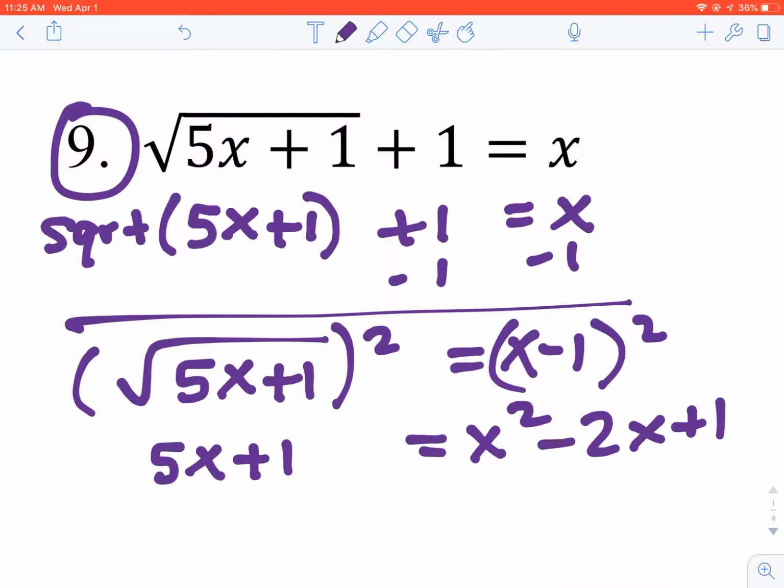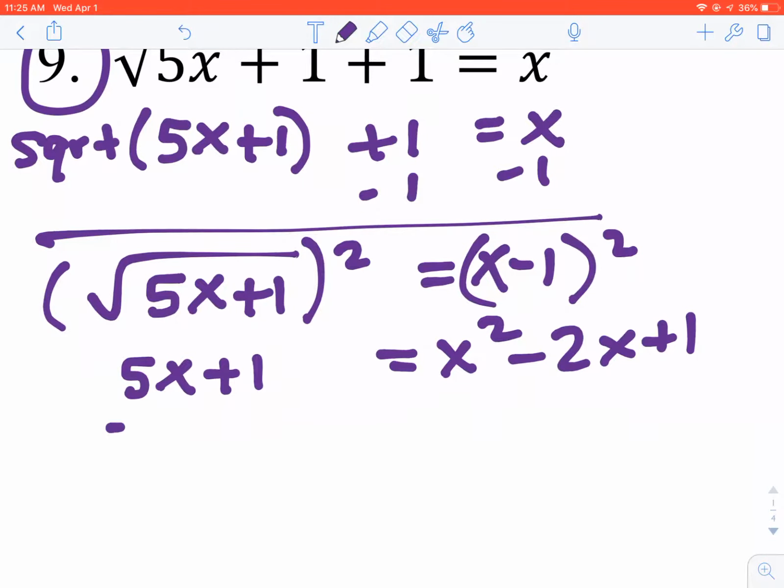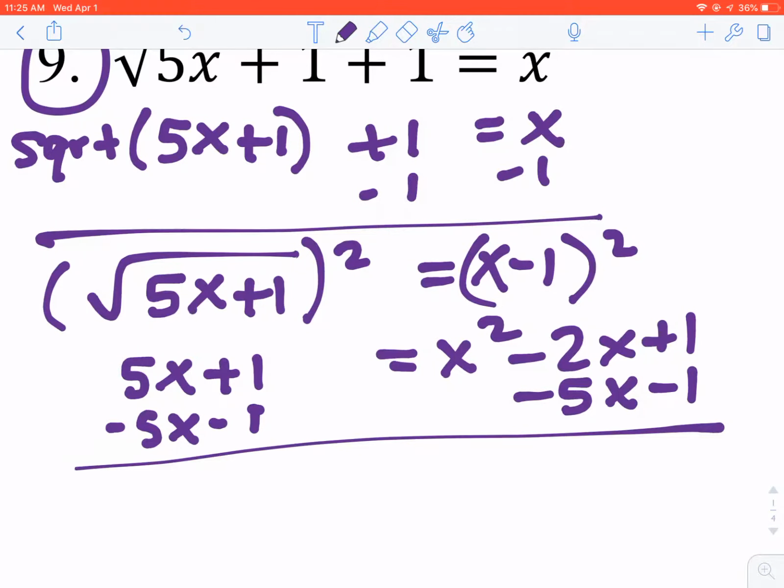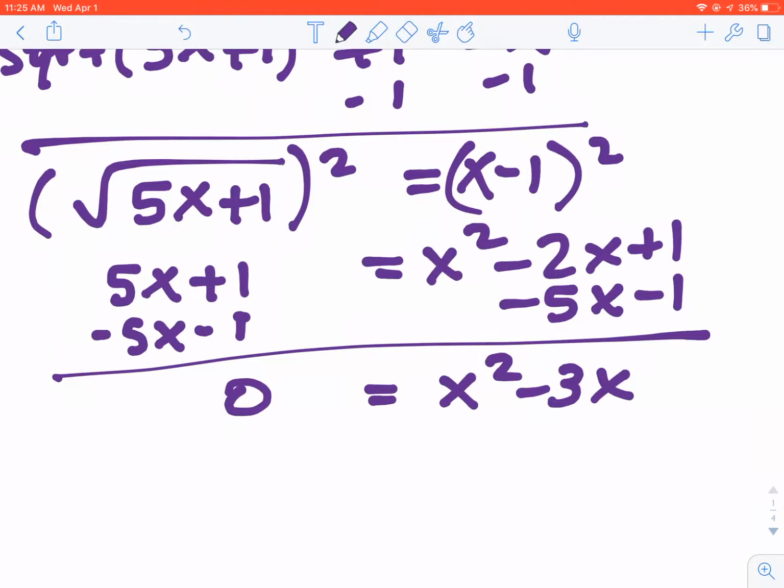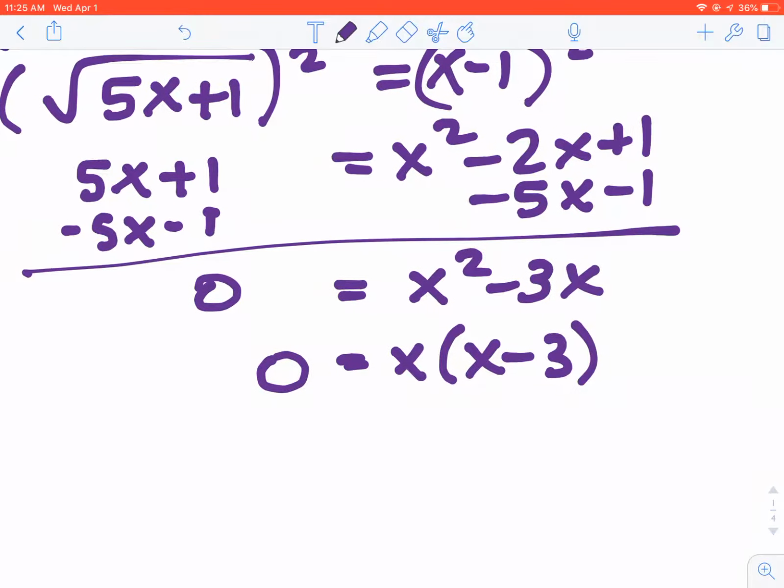And now, because it's a quadratic, we're going to make it equal to 0, minus 1, so minus 5x minus 1. So I get 0 is equal to x squared minus 3x. That's nice. That's easy to factor. That's x times x minus 3, because those 1's canceled out, which means that either x is 0 or x is 3.